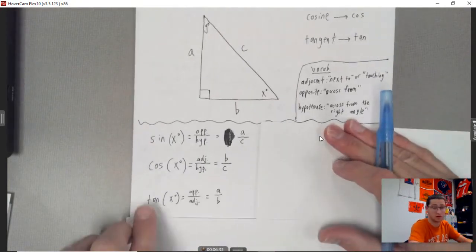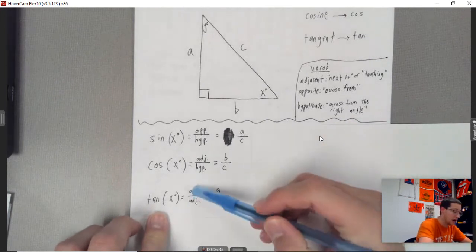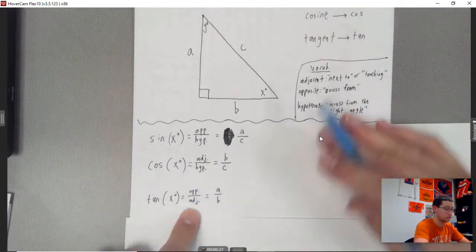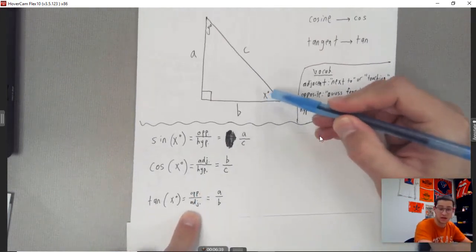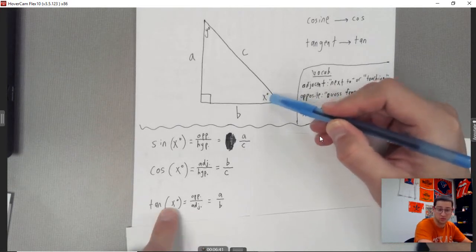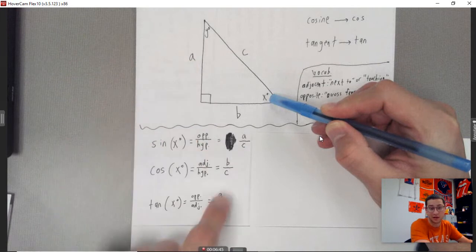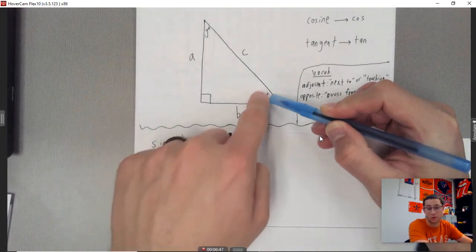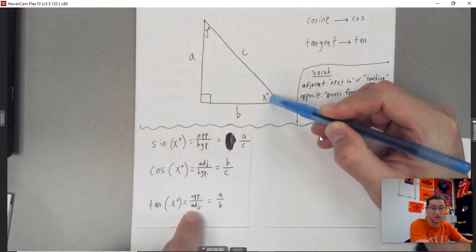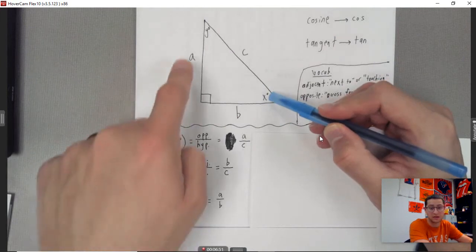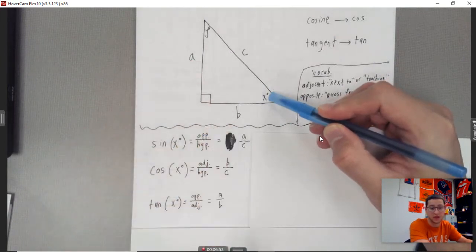And then my last one, tangent. I'm comparing the opposite over the adjacent. Well, compared to x, again, compared to one of those angles, we're picking x this time. It's my opposite, which is A, over B, which is my adjacent. Again, compared to x, it's the opposite over the adjacent. So I've got A over B.